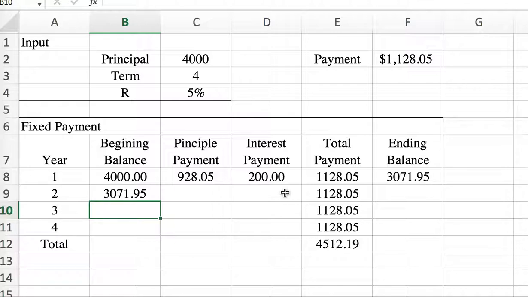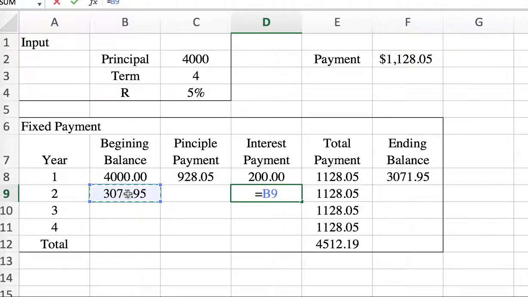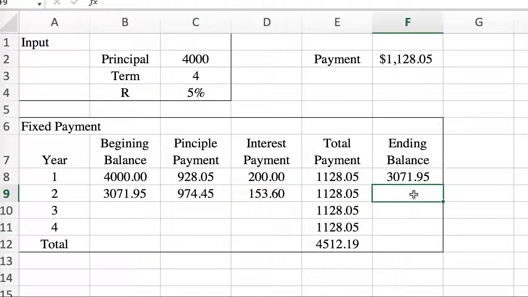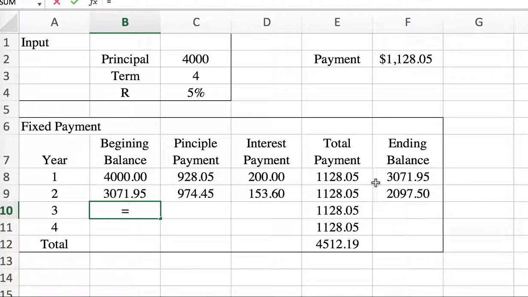Now we are going to do it in the same way. The interest payment is going to be the beginning balance times the interest rate. And the principal payment is going to be the total payment minus interest payment. And then the ending balance of the second year is going to be the beginning balance minus the principal payment. Okay? And then we'll keep doing it.